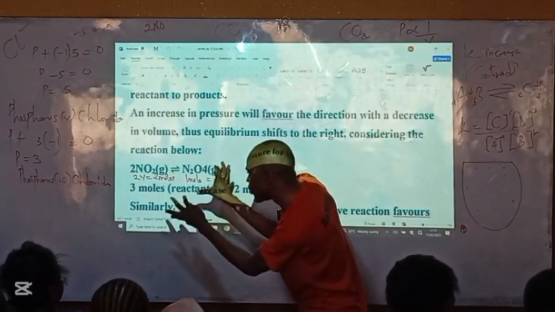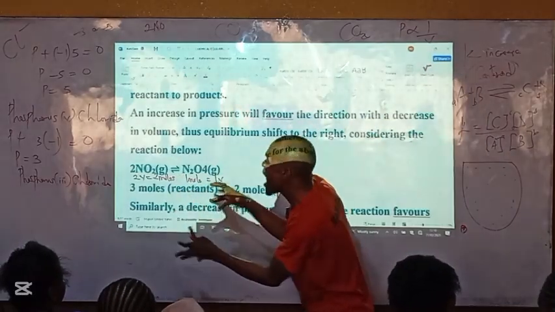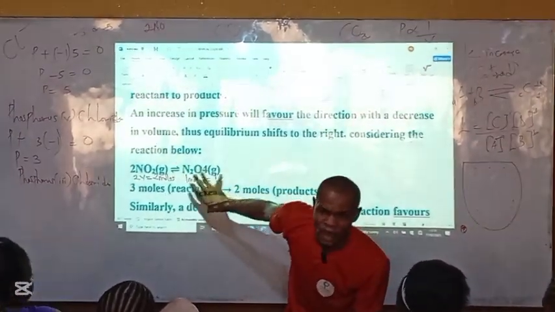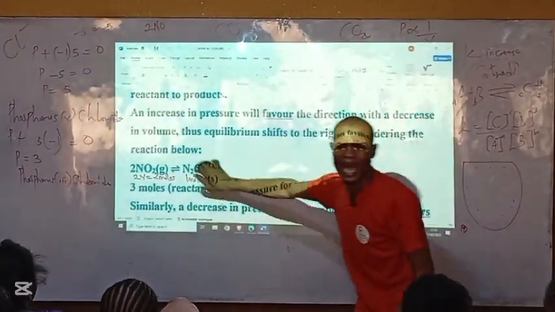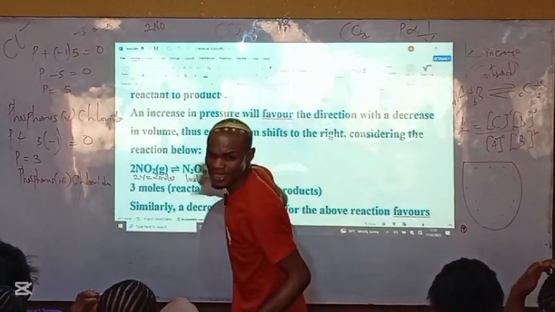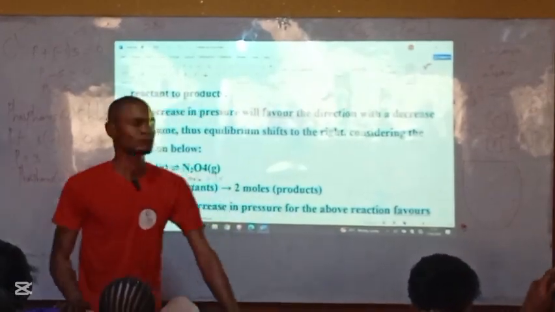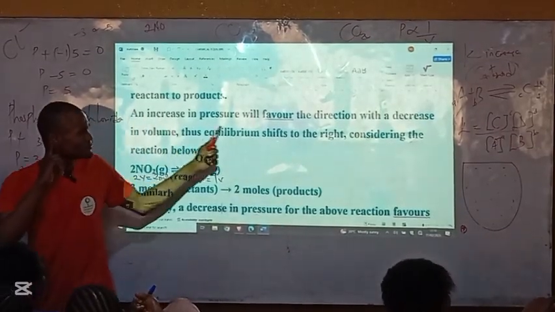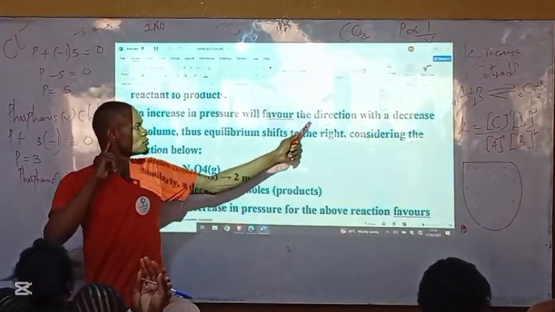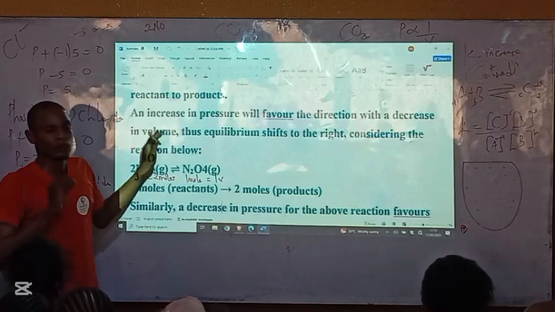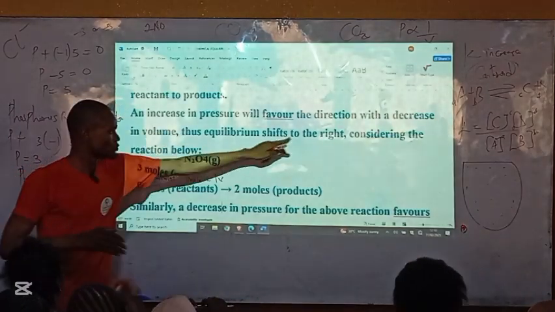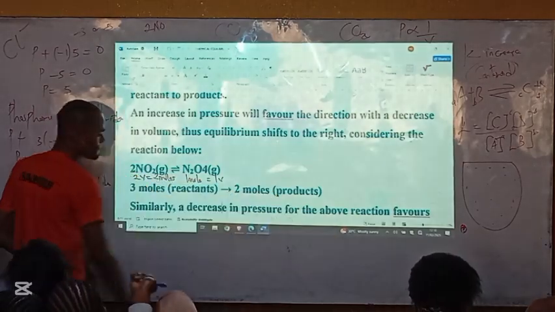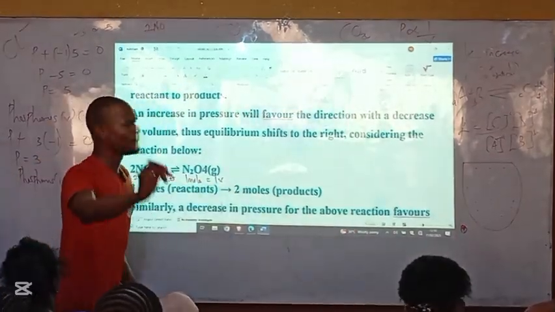So for this gaseous system, an increase in pressure will favor the forward reaction, because you have a lesser volume here. Read it again: an increase in pressure will favor the direction with a decrease in volume. Now, the equilibrium shifts to the right.